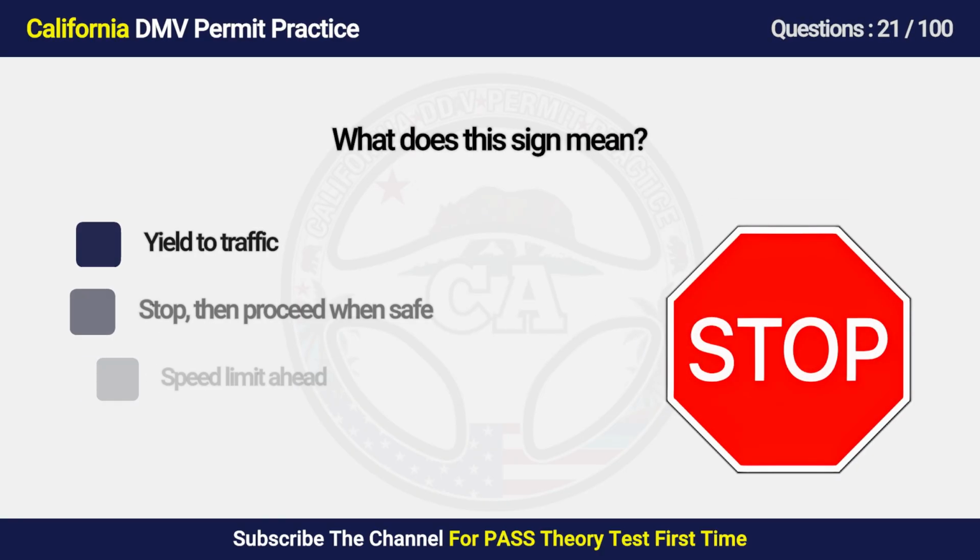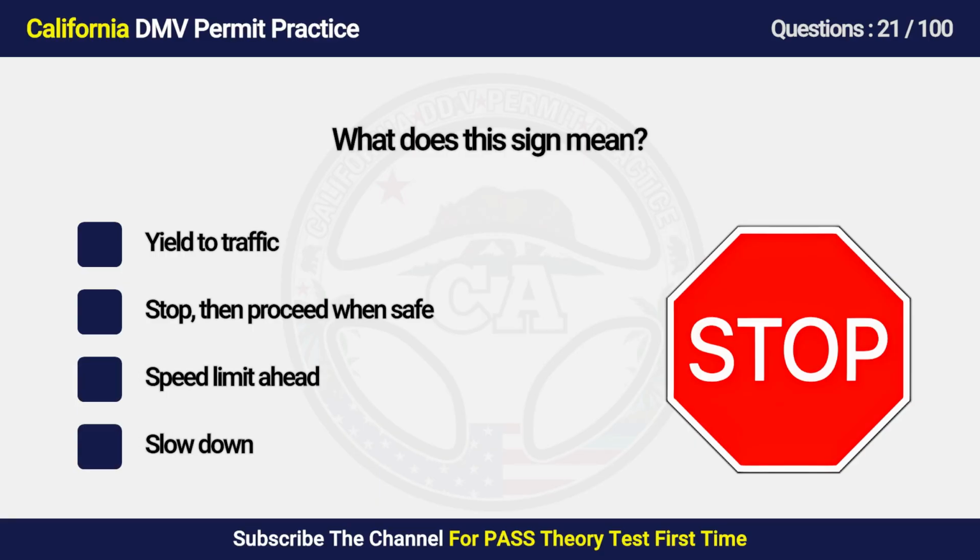Question 21. What does this sign mean? A. Yield to traffic. B. Stop, then proceed when safe. C. Speed limit ahead. D. Slow down.